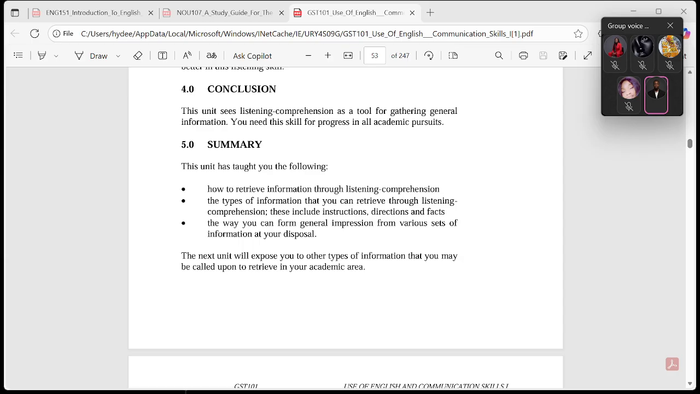Now, this type of listening goes beyond retrieving specific facts, instructions, or directions. Okay, it requires the listener to synthesize details, which we're going to discuss. What do we mean by synthesize details? You have to be able to link all the information you've gathered, all the facts, all the stories you've gathered. You have to be able to link everything together.